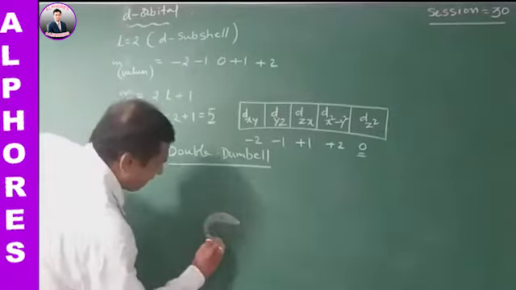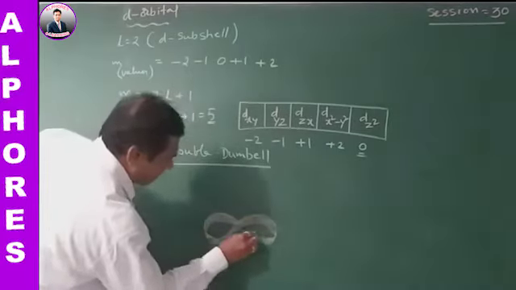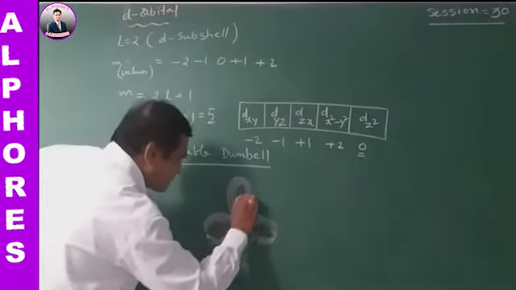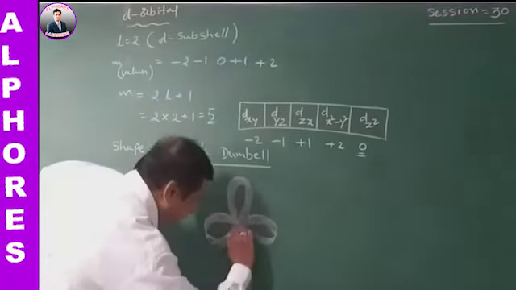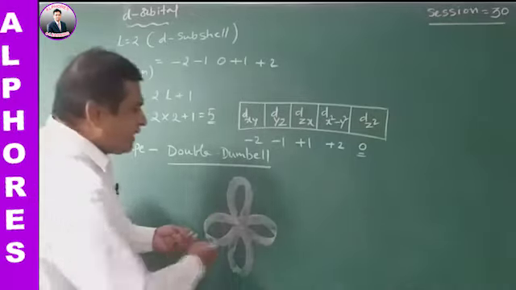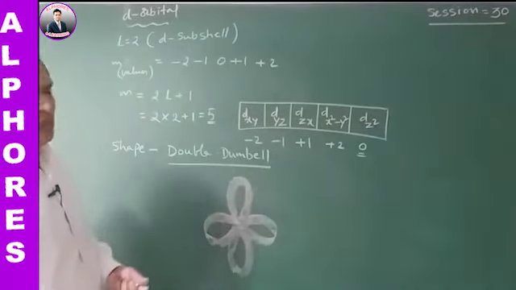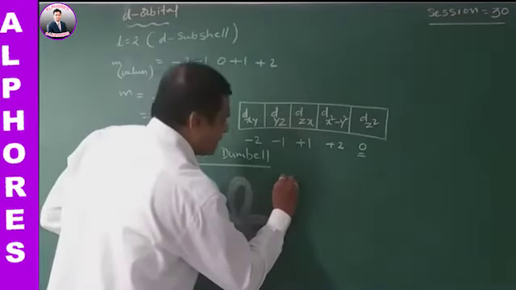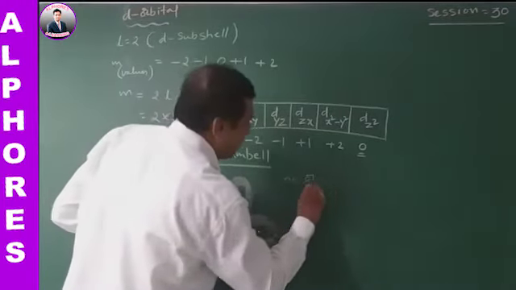This is one dumbbell form. Next, another dumbbell we can draw like this. This is another dumbbell form. It has a double dumbbell structure. For each dumbbell we can find one nodal plane. So now in this double dumbbell structure, the next point is the number of nodal planes.